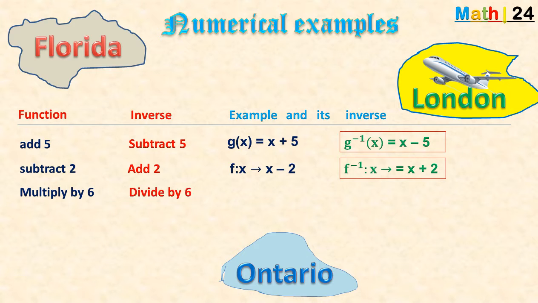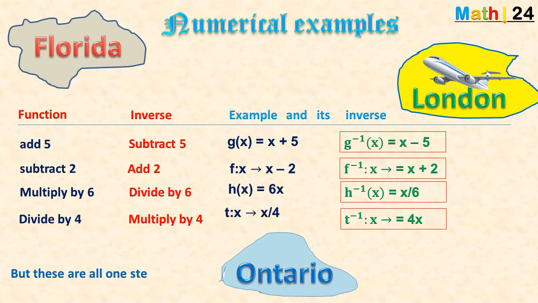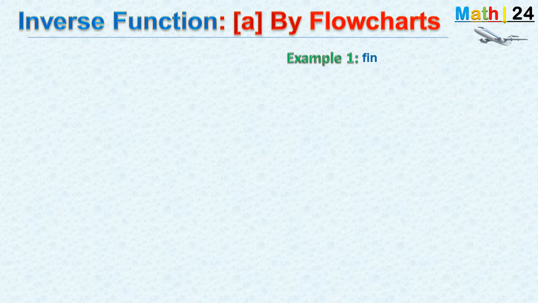Equally, if you have to multiply a function by 6, the inverse is to divide by 6. For example, 6x has inverse x on 6. And for dividing by 4, the inverse is to multiply by 4. Therefore, the function x on 4 will have an inverse of 4x. These are simple short tricks to get the inverse of a function without solving for anything. But these are all one-step functions. At times, we may have two or more steps. Now, let's use some flowcharts to solve some examples.